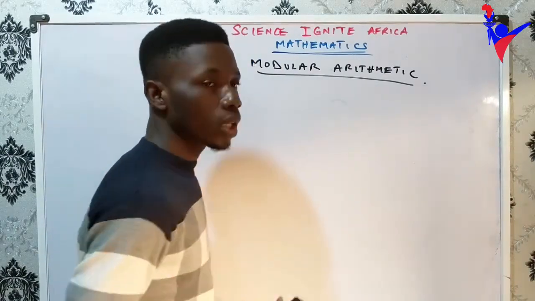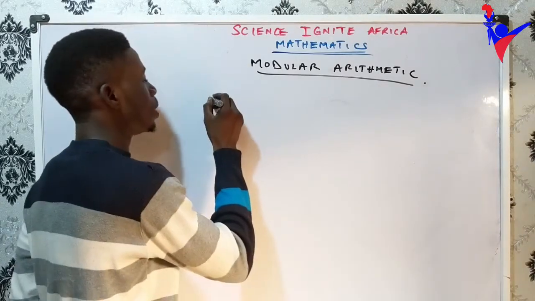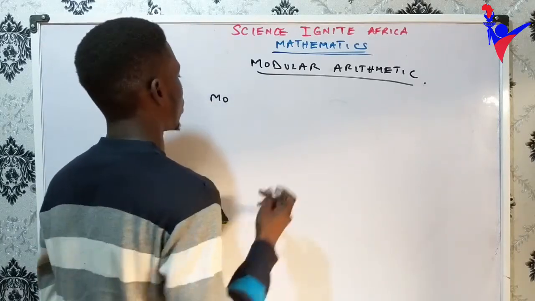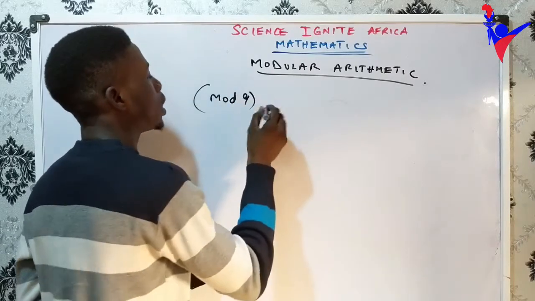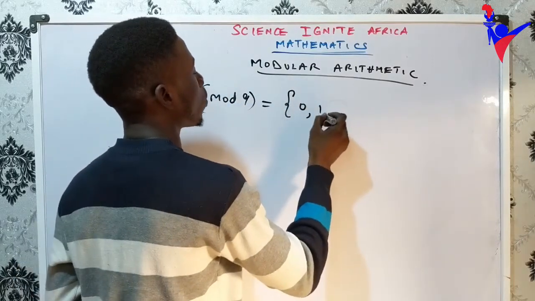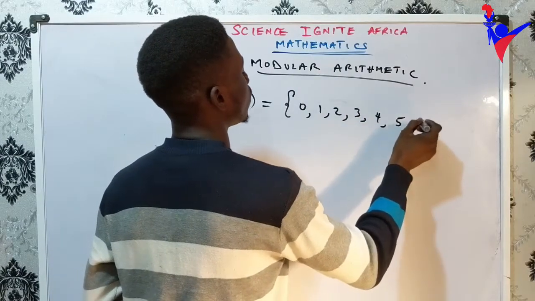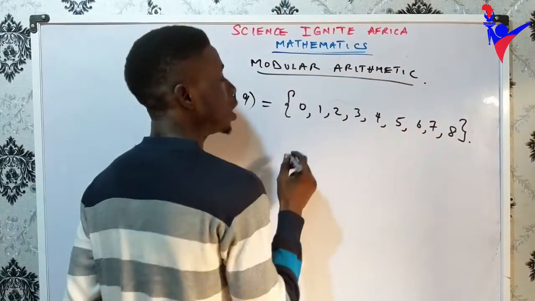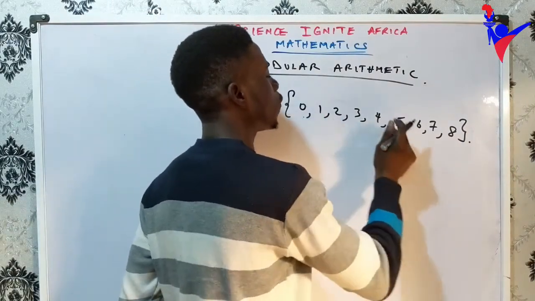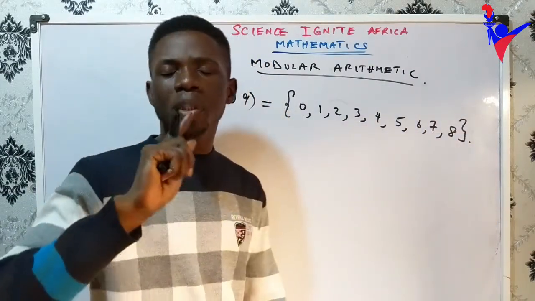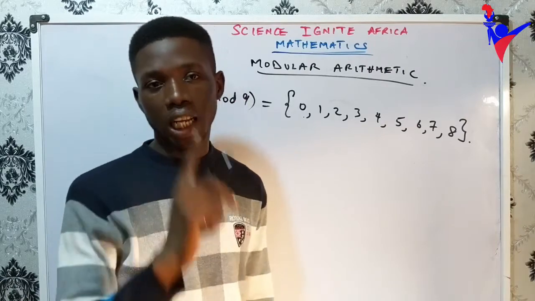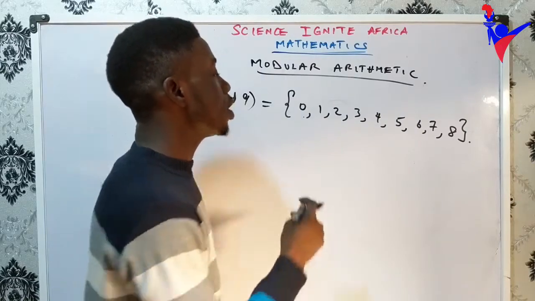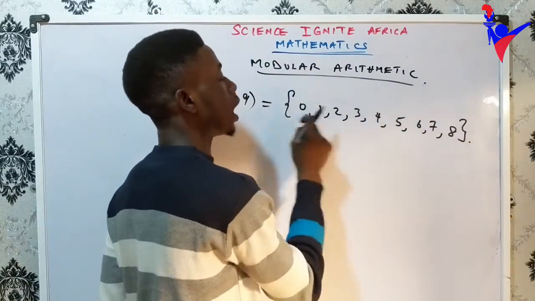Let's see. If I'm in mode 9, the set of numbers I can find in mode 9 are 0, 1, 2, 3, 4, 5, 6, 7, and 8. These are all the numbers that I can find in mode 9. In fact, each of them represents a class, which implies that there's another number that belongs to each class. So every number that falls after this belongs to one of these classes.